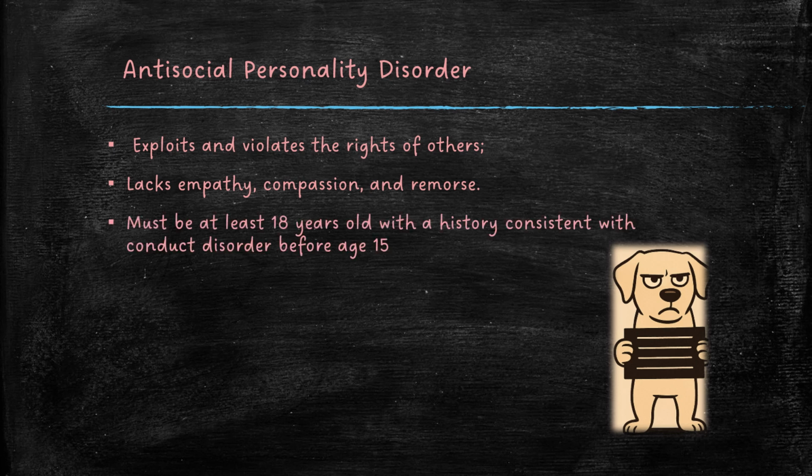Now, they must be at least the age of 18 to be diagnosed, and they must have a history consistent with conduct disorder before the age of 15. If they are younger than 18 years old, they are diagnosed with conduct disorder. And you need to remember these ages because test makers like to see if you can remember the age timeline. If you have someone that is 17 years old, they're diagnosed with conduct disorder. If you have someone that's 19 years old, then they would be diagnosed with antisocial.